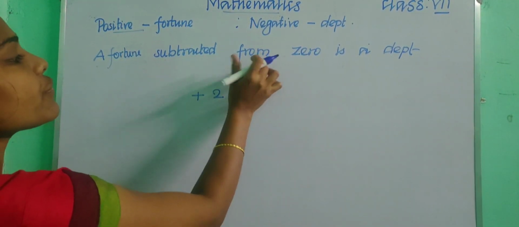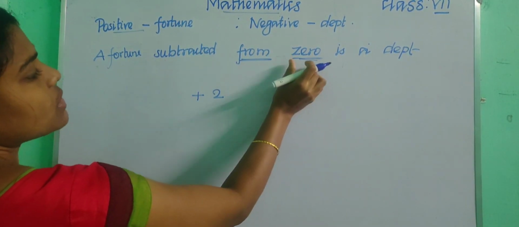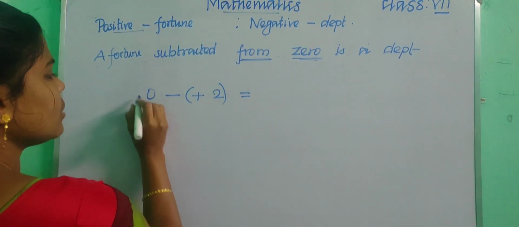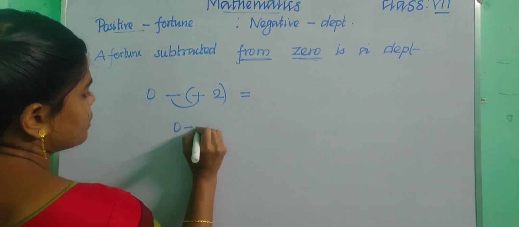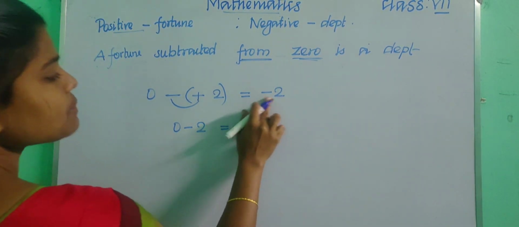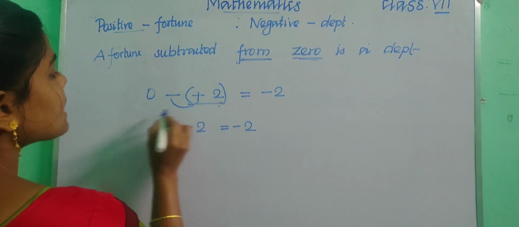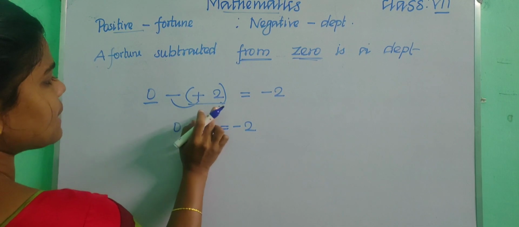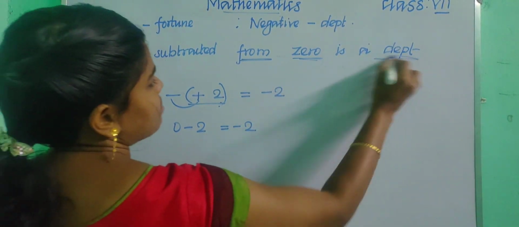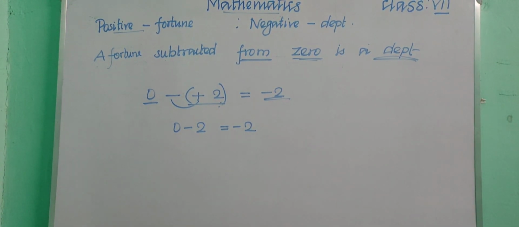Fortune subtracted from, the word from is there, so we need to have this term as the first. So 0 minus plus 2 equals, what will you get? Minus into plus, minus, right? So 0 minus 2 means you will get the answer as minus 2, right? So minus means it is debt, right? So a fortune subtracted from 0, that is 0 minus plus 2 equal to minus 2, that is debt. So a fortune subtracted from 0 is a debt. Okay children, so minus 2 is a negative number, so that it is debt. Okay children, can you all understood? Let us see the next rule.